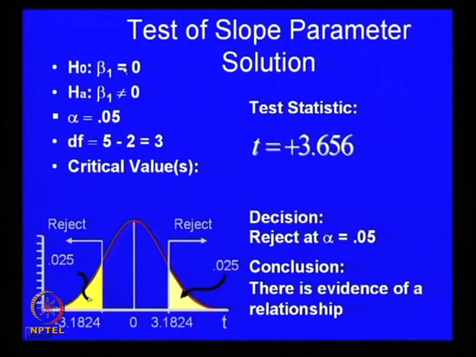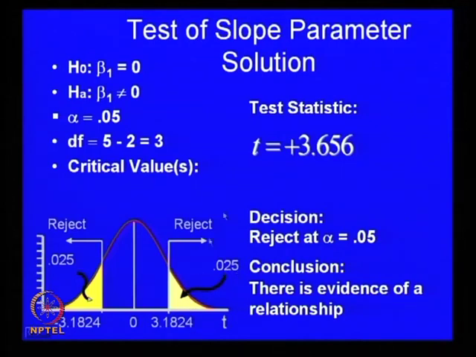and here is the summary. We are trying to test this hypothesis. We have the given observation and the level of significance is 0.05, degree of freedom is 5 minus 2 equal to 3. We already computed the test statistic value, which is equal to 3.356, and the critical value is 3.1824, which is nothing but t 0.025 with degree of freedom 3.